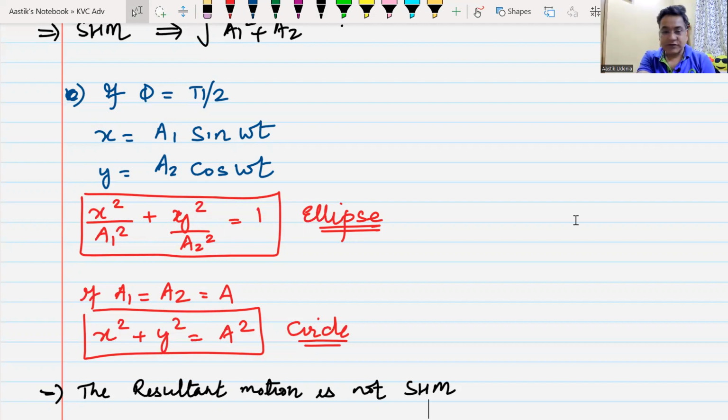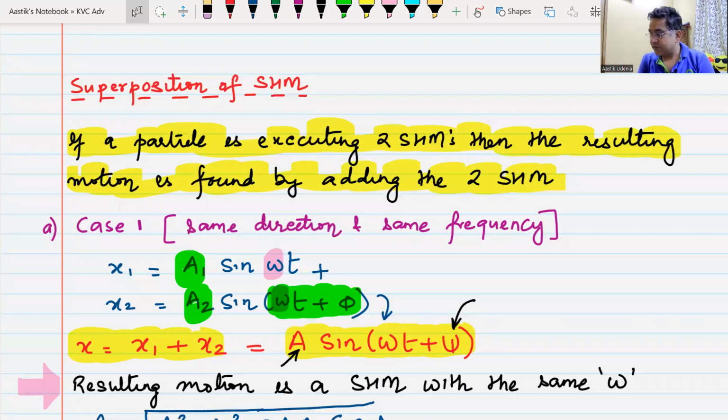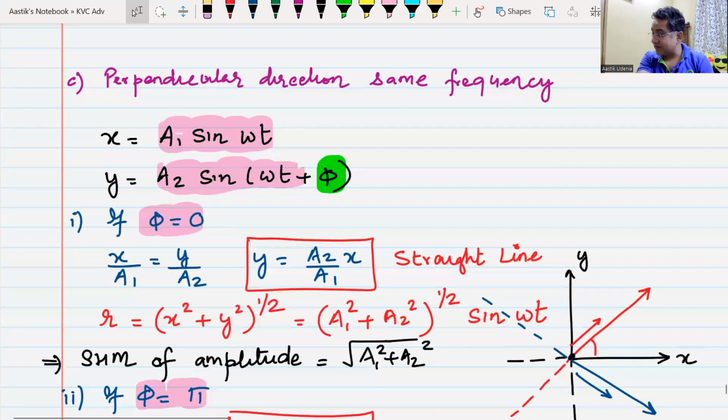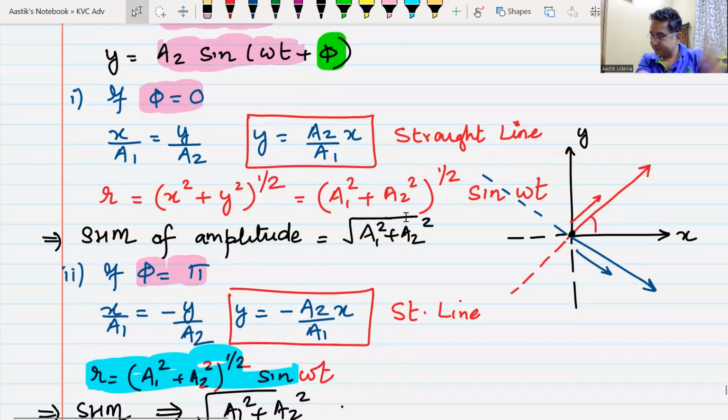So we have seen superposition of SHM and we have done a lot of things. The majority of questions will come from this. Where they are in the same direction with the same frequency, the motion is simple harmonic. If they are in the same direction but the frequencies are different, then the motion does not remain simple harmonic. Do we understand this? Yes, sir. And if they are in perpendicular directions with the same frequency, then the motion is a straight line, and the straight line is also SHM. Do we understand this? Yes, sir.